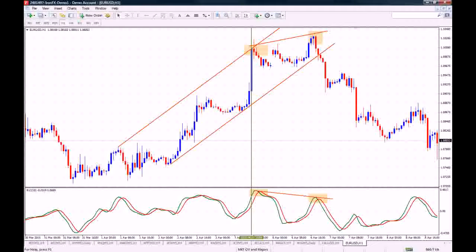So this is basically how you're going to use the RVI, and as I showed you on the bearish side of things, you can also use it on the bullish side of things, meaning that I just showed you how to read the end of a bullish trend by spotting bearish signals. You can do the same on the opposite side by spotting bullish signals at the end of a bearish trend.